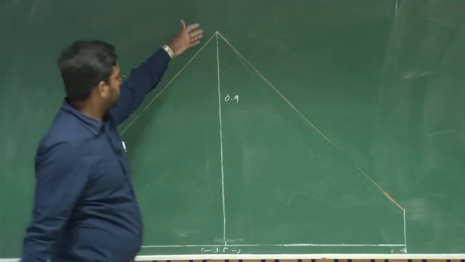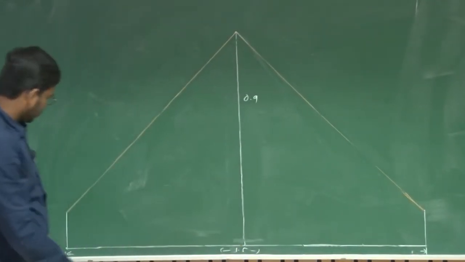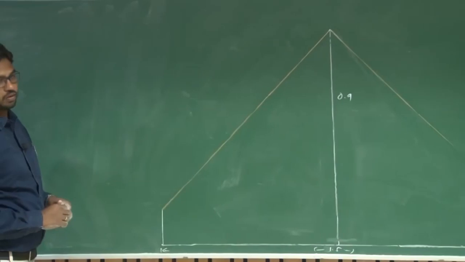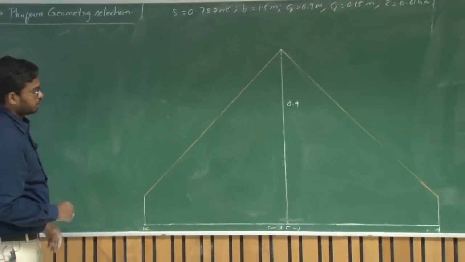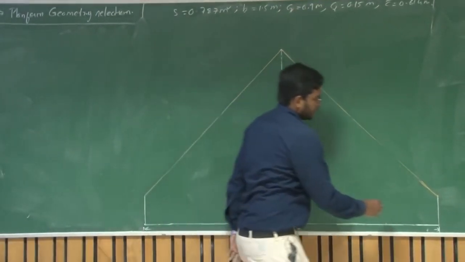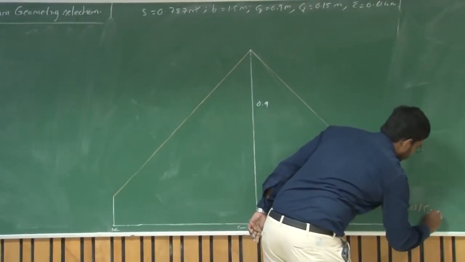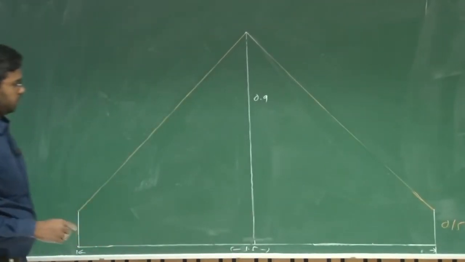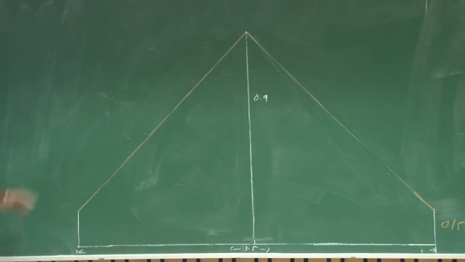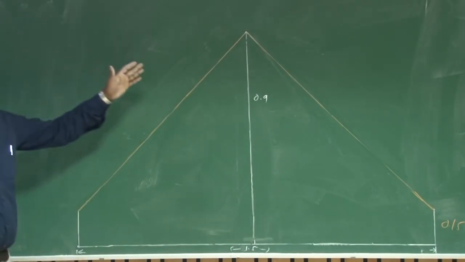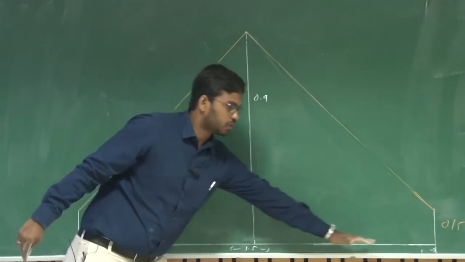Join the leading edge of the root chord and the tip chord. All you have is a delta wing of 1.5 meter span, CR of 0.9 meters, and 0.15 meters of tip chord, right? Since the question mentions it's a delta wing, we directly taper it about the trailing edge.